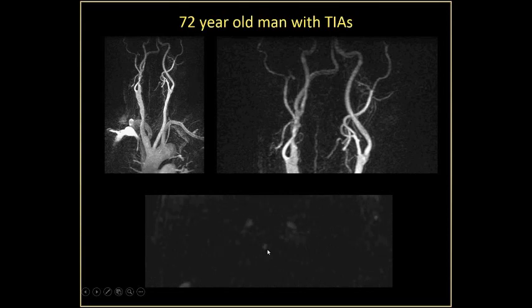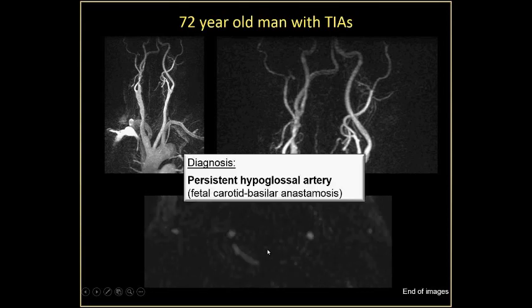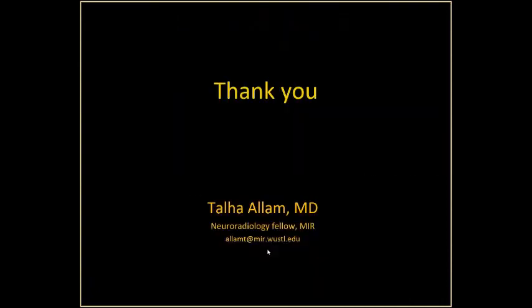So this was a case of a persistent hypoglossal artery, which is one of the fetal carotid-basilar anastomoses that you guys need to be aware of, in addition to the persistent trigeminal artery, otic artery, and proatlantal intersegmental artery. So not all lesions involving the foramen are meningiomas or schwannomas. Sometimes you can have weird things like this. So these were all the cases. Thank you for your attention.